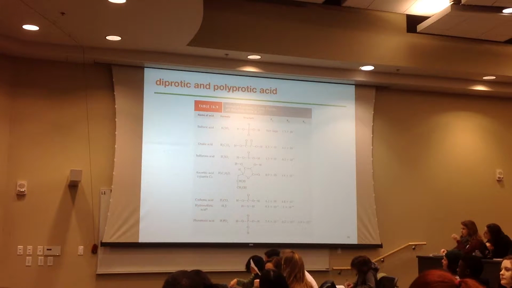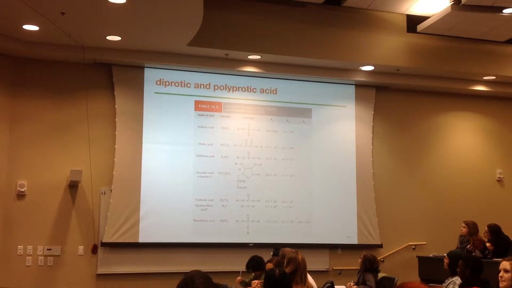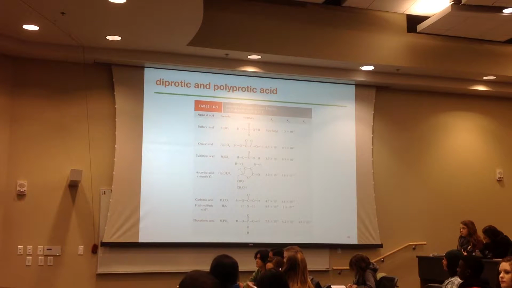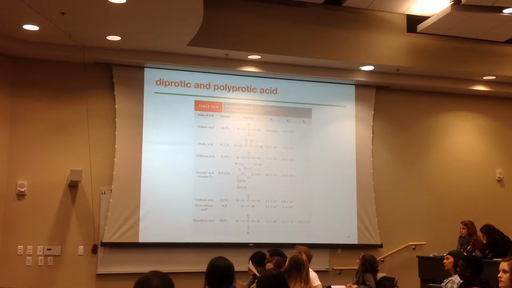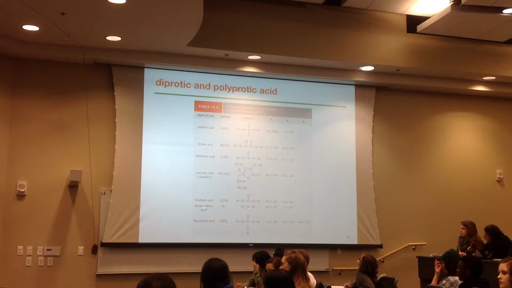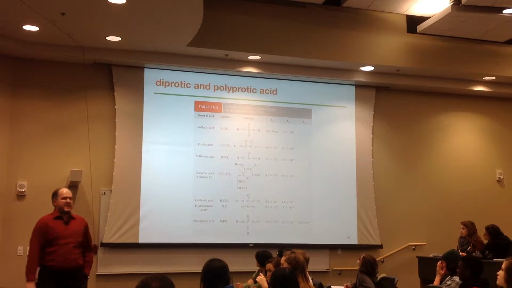Sulfuric acid, Ka1, the book just calls it very large. It does have a measurable Ka, but in water it completely and totally ionizes. Therefore, we don't define the Ka value for sulfuric acid. Oxalic acid is relatively strong. Ascorbic acid, vitamin C, very weak. Carbonic acid, very weak. Hydrosulfuric acid, that would be H2S, relatively weak. Very weak second proton, 1 times 10 to the minus 19.